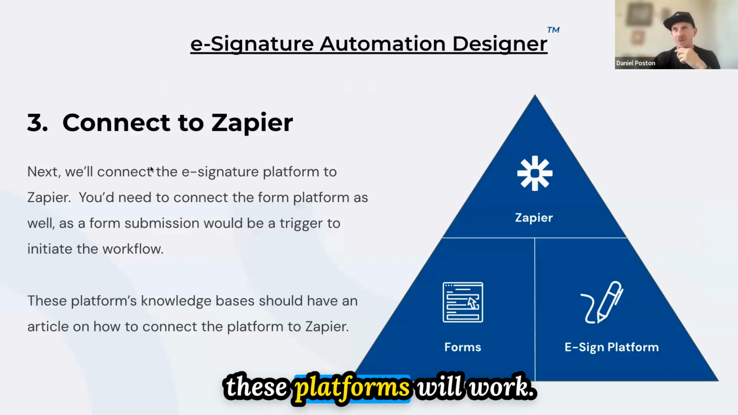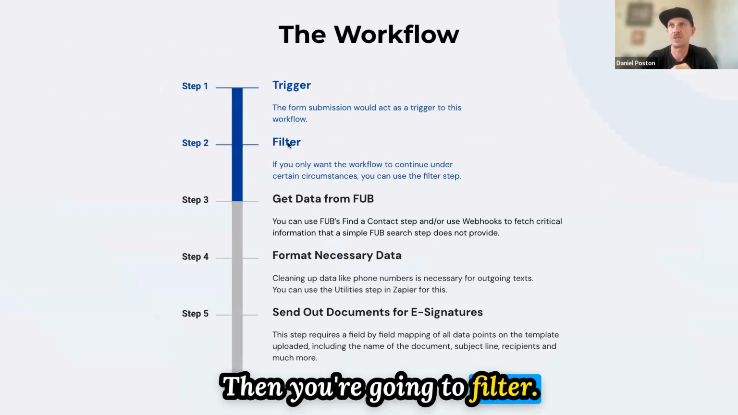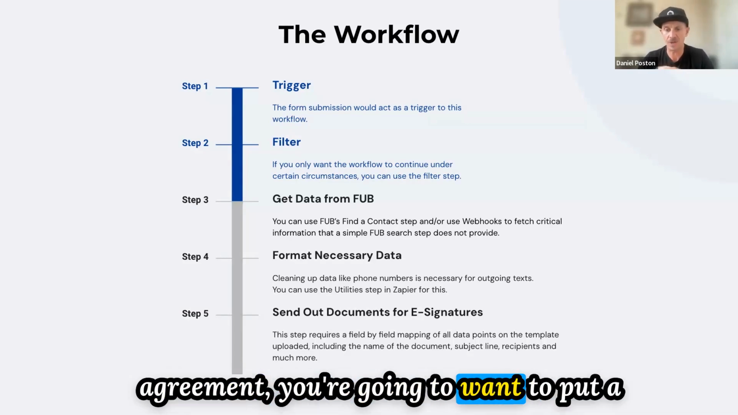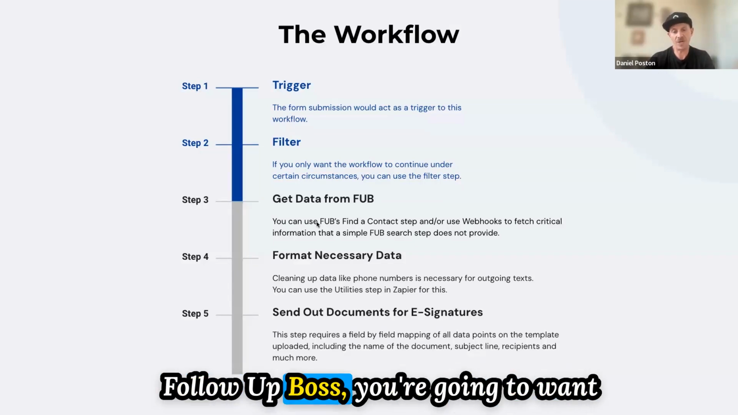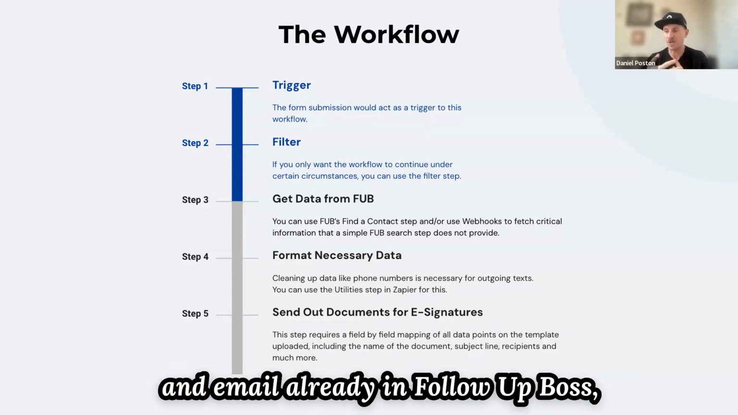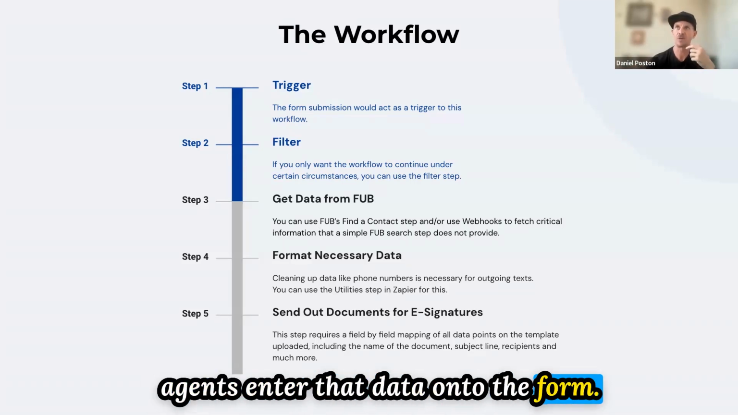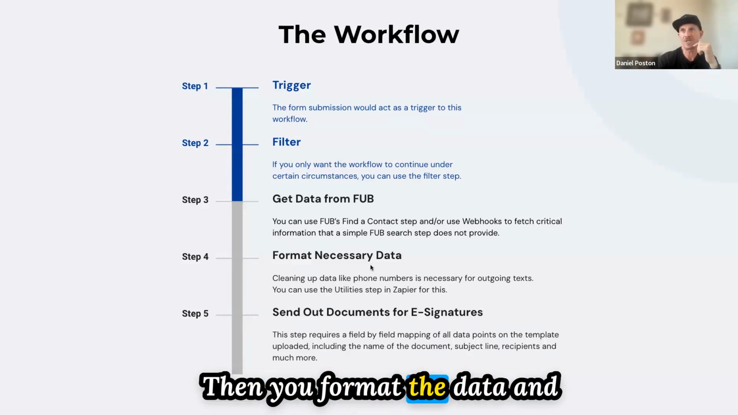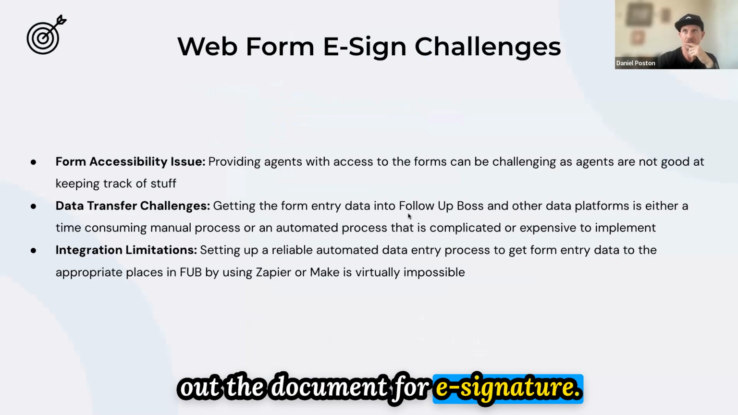Zapier, Make, any of these platforms will work. The trigger is going to be your form. Then you're going to filter. If you're using the form for a buyer broker agreement and a listing agreement, you're going to want to put a filter on there to go down the right path. If you want to extract data out of Follow Boss, you're going to want to use a step to get data from there. If you have client name, phone number and email already in Follow Boss, you don't need to have your agents enter that data onto the form. You just use a get step in Zapier to get that data. Then you format the data, and then the action step is to send out the document for e-signature.